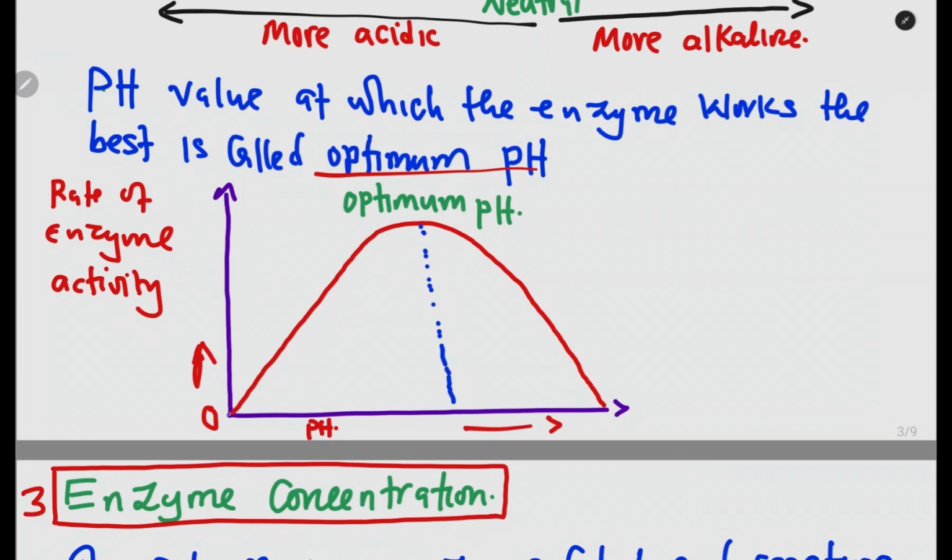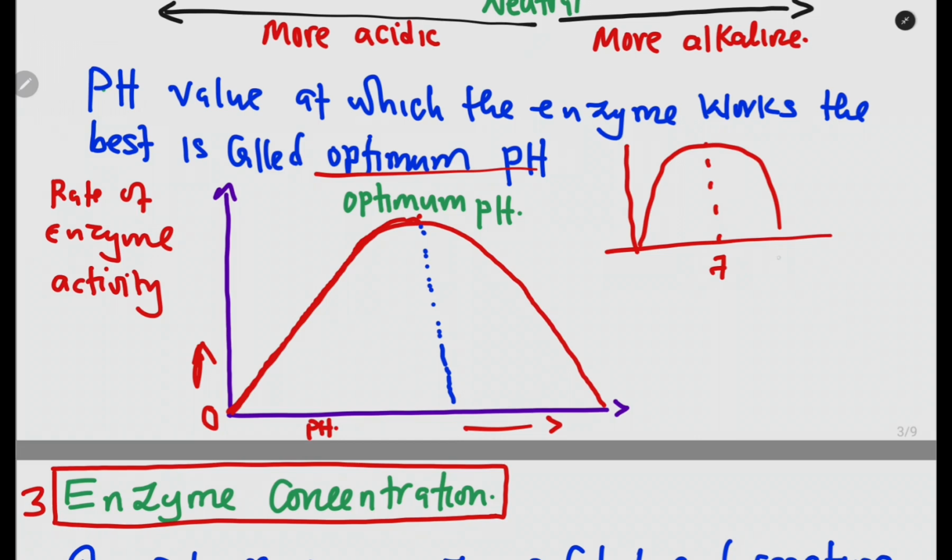So as you start from here, as the pH increases, the rate of enzyme activity also increases, but it reaches a point where the enzyme has maximum activity, and that is what we call the optimum pH. In an exam, you might find graphs like this. Then you're asked maybe to give the optimum pH.